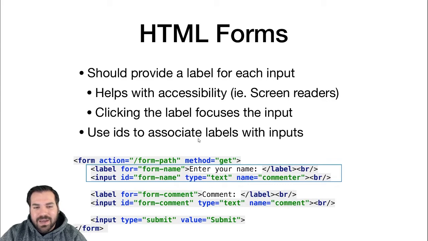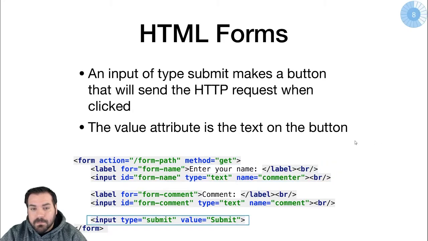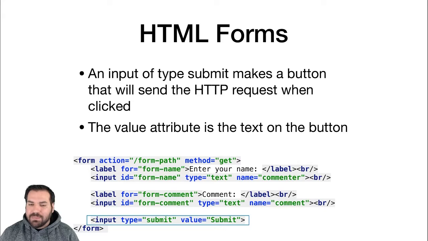Anyway, so we use the ID. The for has to match the ID to know what that label is for. And then an input of type submit. This is going to create a button that when clicked is going to submit the form and send an HTTP request with the information that the user entered. This takes a value attribute that's going to be the text that's displayed on the button. And we built our first HTML form.